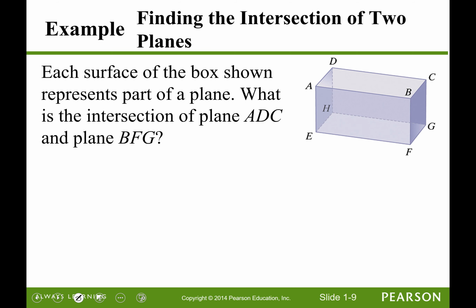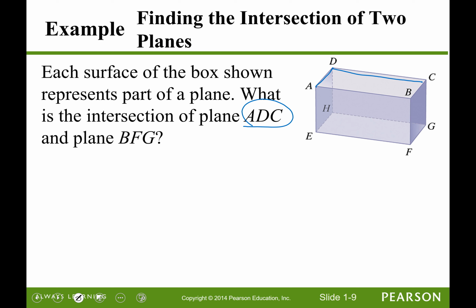All right, finding the intersection of two planes. So look at each surface of this box shown. Each of the surfaces represent a part of a plane, like a piece of paper, for example, a shoebox. What is the intersection of plane ADC and plane BFG? Okay, so let me highlight those two planes with a color. First one is plane ADC.